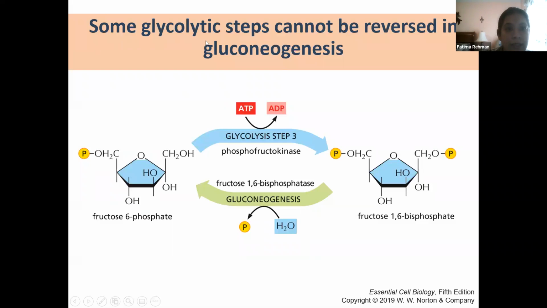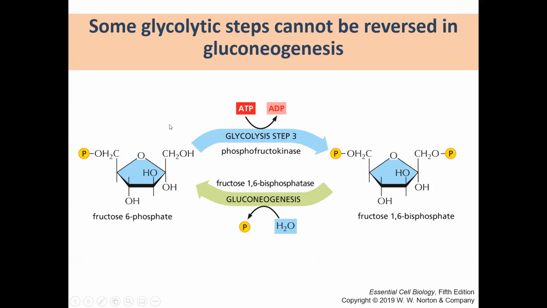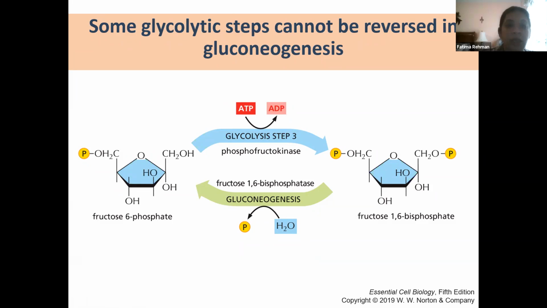So some of these processes can happen just the way we talked about. They essentially work in reverse. However, some glycolytic steps cannot be reversed in gluconeogenesis. An example of that is shown right here, which is the process with which you get the fructose 6-phosphate into a fructose 1,6-bisphosphate. So that second phosphate is added onto your fructose.